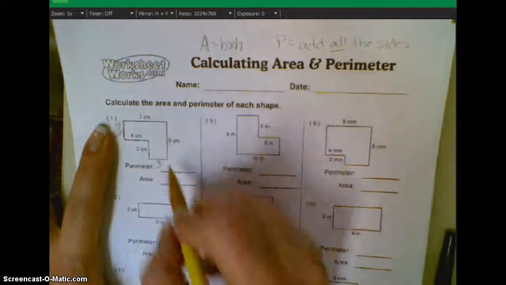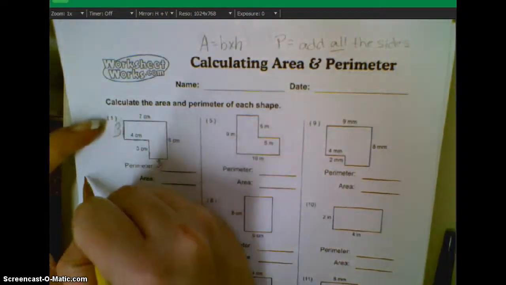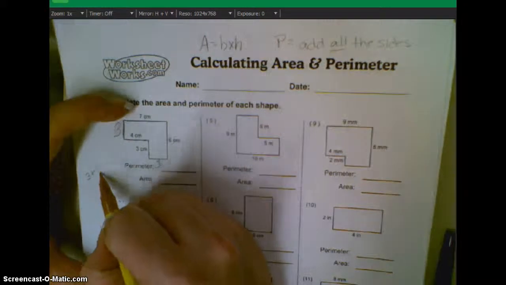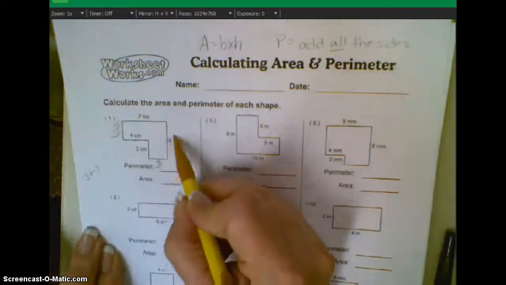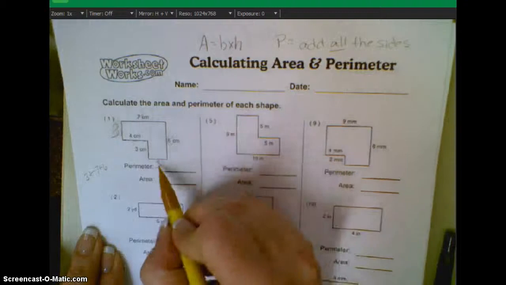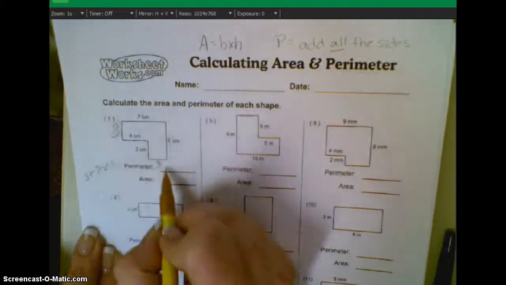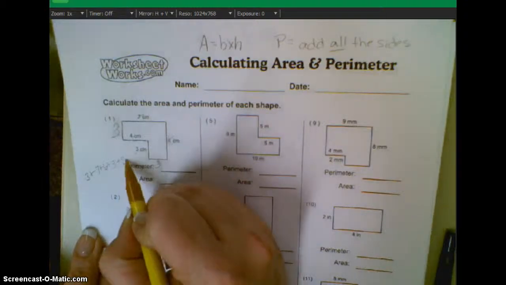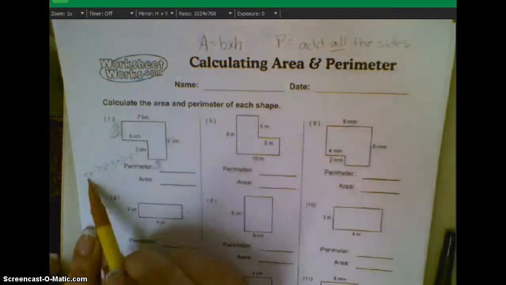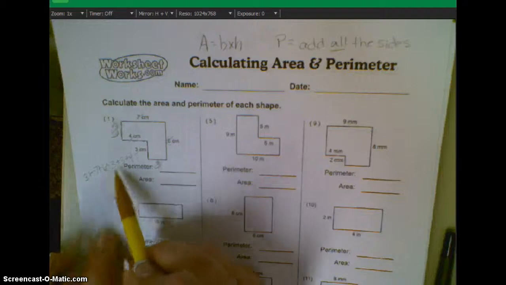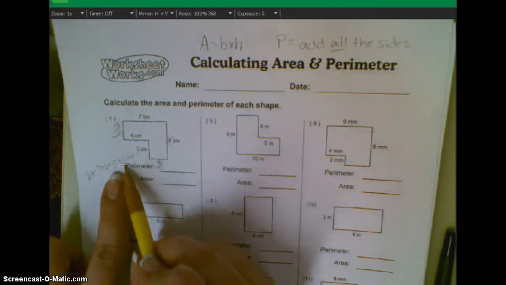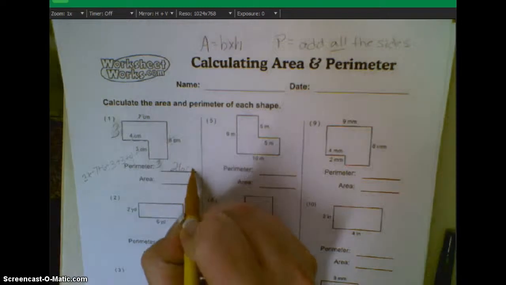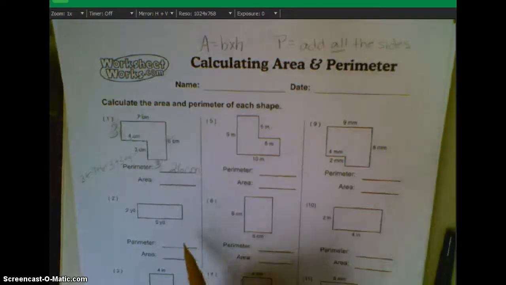Let's add them up. 3. I might write it over here. 3. And I'm going to cross it off a little lightly here. Plus 7. Cross it off a little lightly. Plus 6. Plus another 3. Plus another 3. Plus 4 is going to equal a total. 3 plus 7 is 10. Plus another 6 and 4 is 10. Plus another 3 and 3 is 26. And we were measuring in centimeters. So our perimeter is 26.